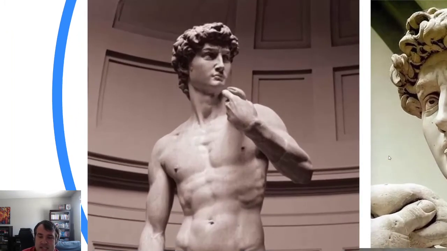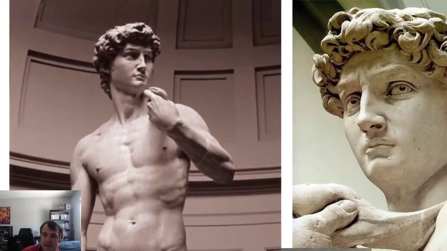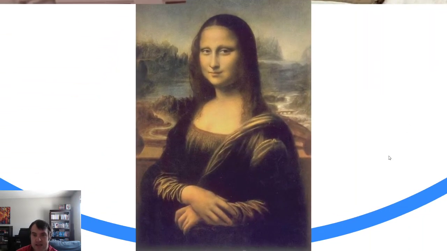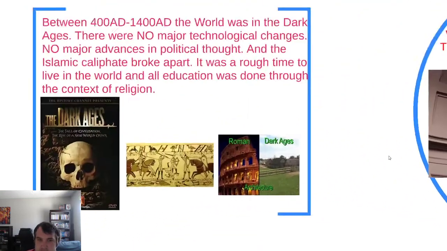So we got here the Statue of David, famously done by Michelangelo. You'll find this statue in Florence, Italy today. And hopefully you've been seeing this picture around. It's the Mona Lisa, the most famous picture ever drawn. It was drawn by Leonardo da Vinci 500 years ago.